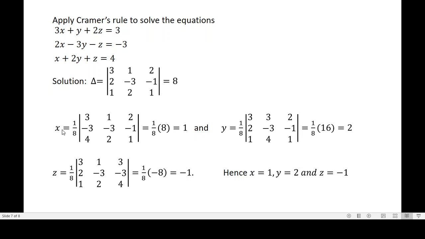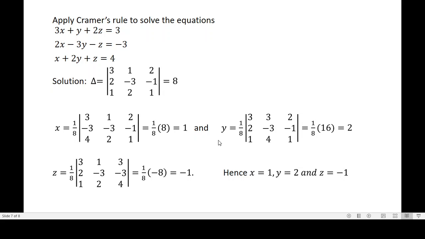Then use the formula x is equal to 1 divided by delta into the determinant of delta in which the first column elements are replaced by 3, minus 3 and 4 respectively. So x is equal to 1 by 8 into the determinant 3, 1, 2, minus 3, minus 3, minus 1, 4, 2, 1. Observe, the second column and third column elements remain the same. Evaluate this determinant: 3 into minus 3 plus 2, minus 1 into minus 3 plus 4, 2 into minus 6 plus 12, which is equal to 8. 8 divided by 8 is equal to 1. Therefore, x is equal to 1.